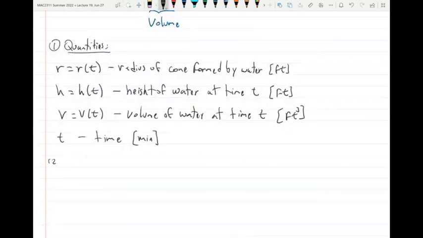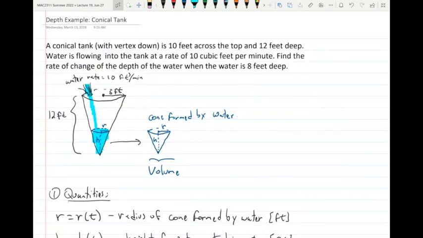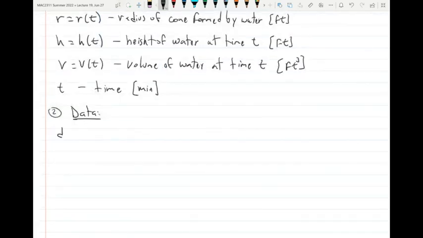So let's get the data. Let's make sure that we see what we're given and what we need. So what are we given? We're given the rate of the volume. So we're given dV/dt, right? What is it? 10 cubic feet per minute. So it's constant. This is always happening. So it doesn't change regardless of time. So dV/dt is always 10. Okay, it's good. dV/dt is equal to 10.